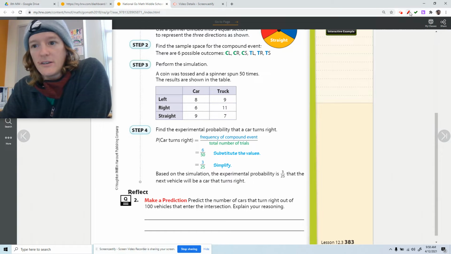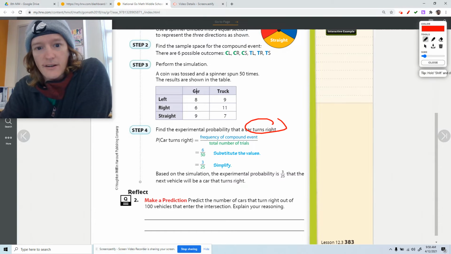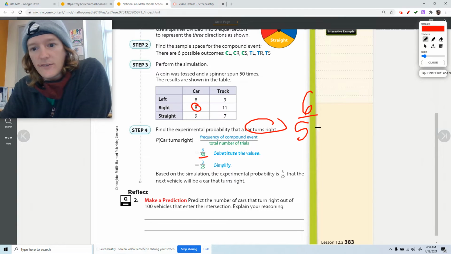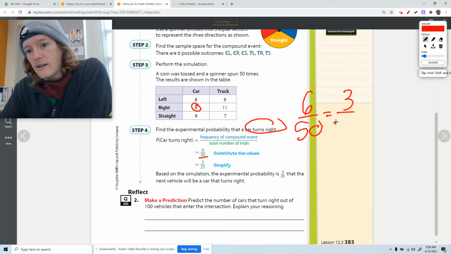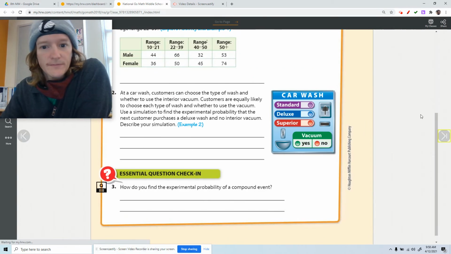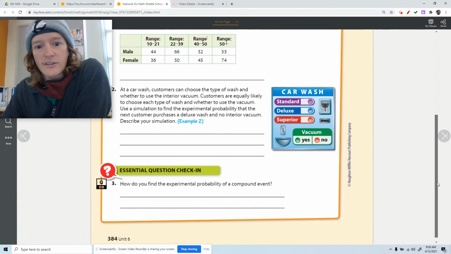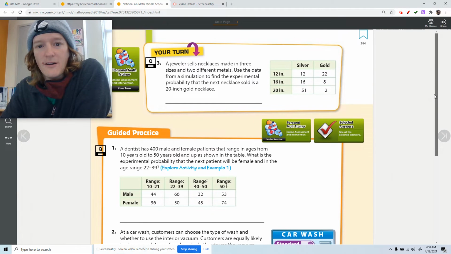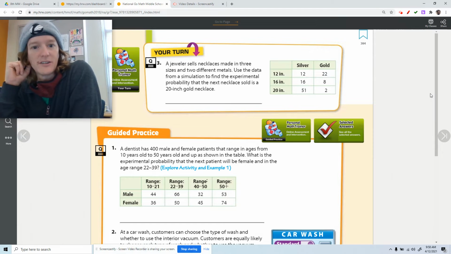So the probability of a car that goes right, well, a car that goes right is 6 out of, when we add them all up, it's 50. 6 out of 50 is 3 out of 25 in simplest form, 0.12 and 12%. Don't worry about writing on this one. We're going to go to the next page, and we're going to answer these. We're going to finish this page, and then we'll probably almost wrap it up. I think there's a couple on the next page I'd like to talk about.